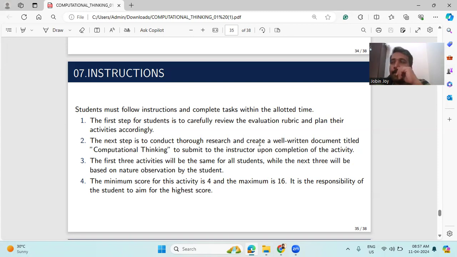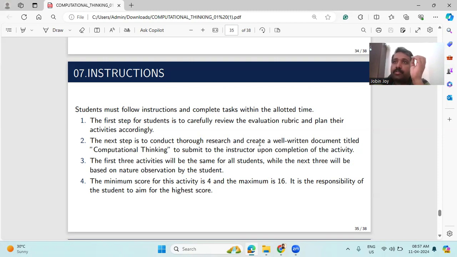Okay, and roll number one should evaluate roll number 2, whereas roll number 2 will evaluate roll number 3, roll number 3 will evaluate roll number 4, like that. So this is called a peer evaluation. Okay, and you have to return these two evaluation sheets after finishing the self-evaluation activity and peer evaluation activity. So first, you carefully review the evaluation rubric and plan your activities accordingly.